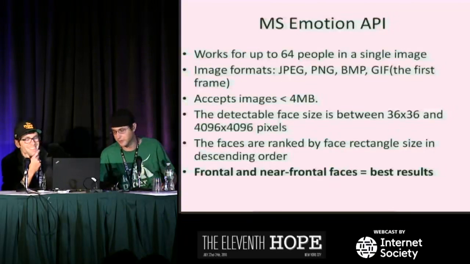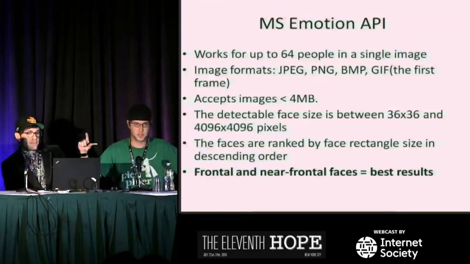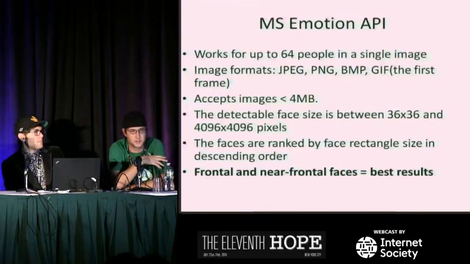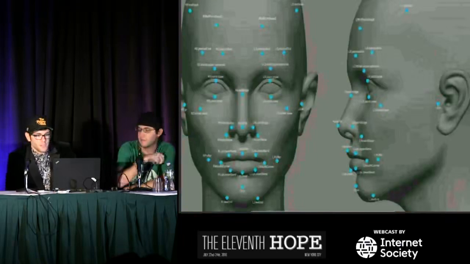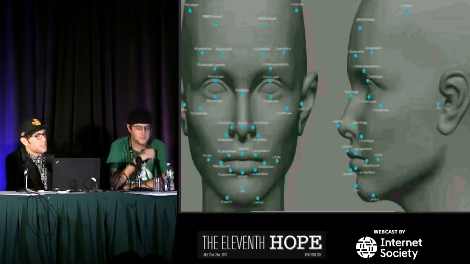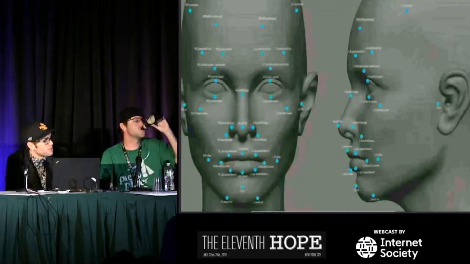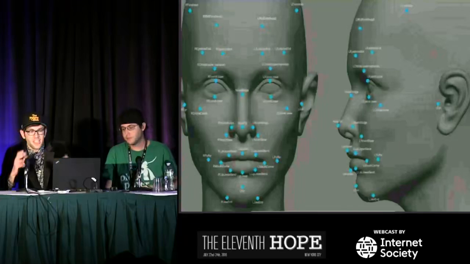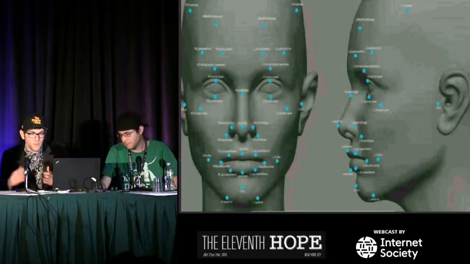It's ridiculous. The faces are ranked by face rectangle size in descending order, so it starts with the biggest face, goes down to the smallest. And frontal and near faces give you the best results, so side profiles are a little rough, but they'll still try and tell you what emotion is in like a side profile. So here's just like a quick example of the points that they look at when they're trying. Remember those earlier slides where we saw where people were looking at, you know, the stuff. These are the points where they measure the movement on these, and then you can generate a probability based on where these points are moved as to which emotion is being displayed.